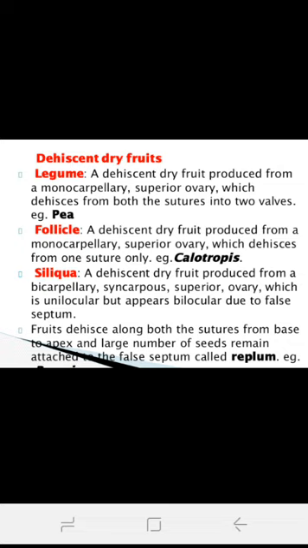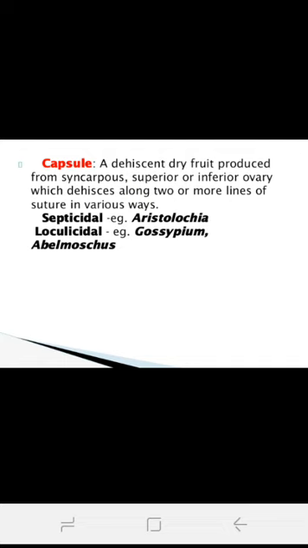So in siliqua fruit, the important point is it dehisces on both sides, both sutures, base to apex, but the seeds remain attached on a septum structure that is called replum. Example is mustard. So these are the examples of legume, follicle, siliqua. In the picture of siliqua you can see the centermost replum where seeds are attached. Then the last one is capsule. This is a dehiscent fruit developed from a syncarpous superior or inferior ovary, and there are different types in the case of capsule.